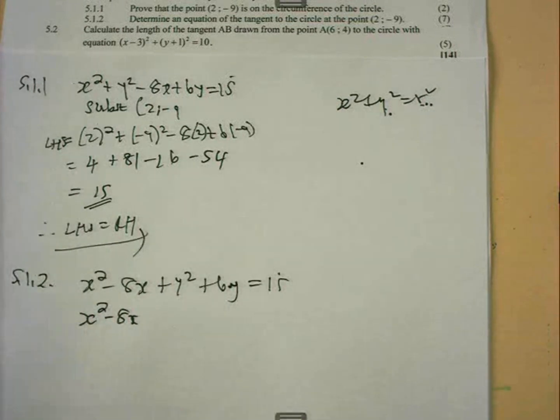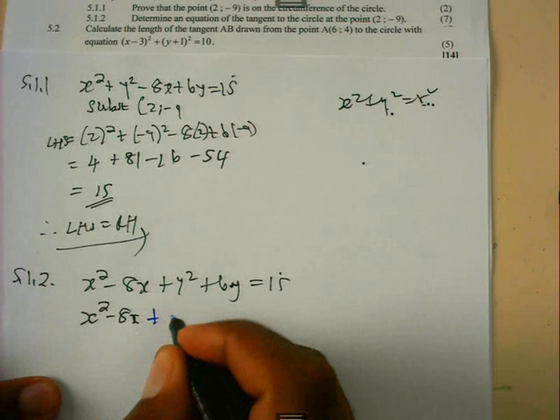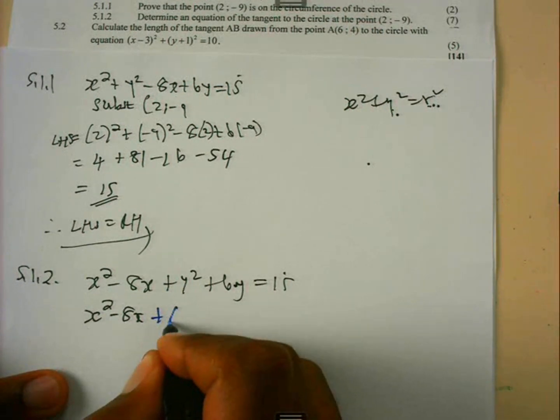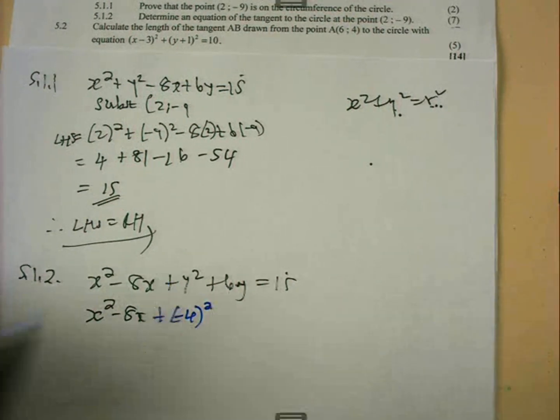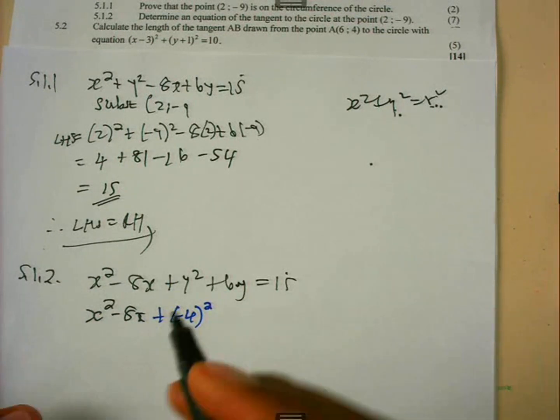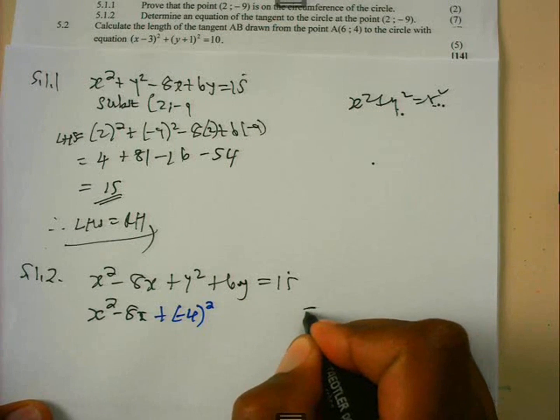Now, what is it that you're going to do now? We are going to add half of the middle term here. What is the half of the middle term? Of course, it's minus 4. We add minus 4 squared, and also you do the same on this side. If you add minus 4 on this side squared, you do the same.